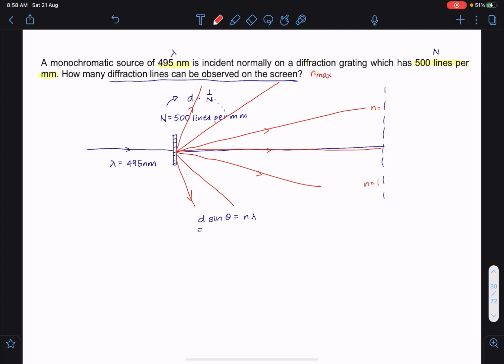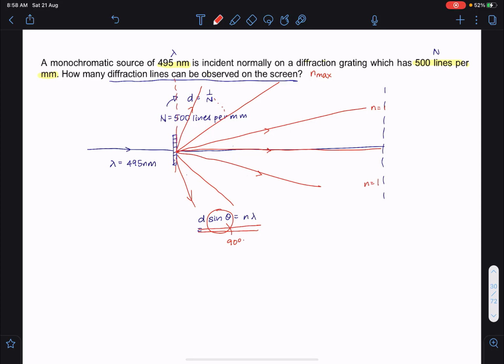Alright, so you'll go on and on. What's the maximum order we can observe? From this equation, therefore, what is your limit to the maximum order? You realize that your sine theta, the angular displacement of the maximum order, is actually 90 degrees. That happens in this case.